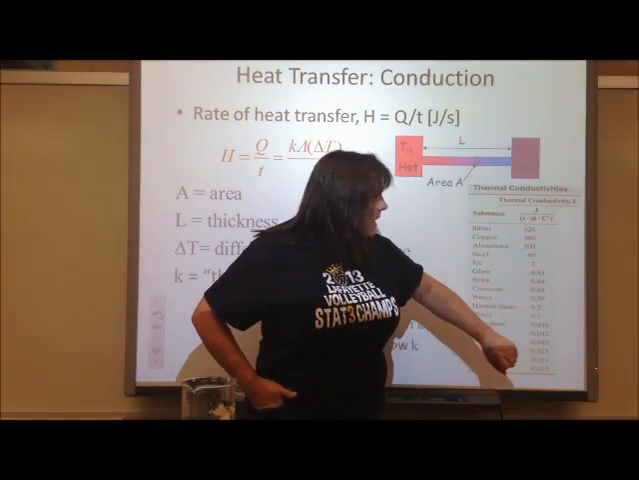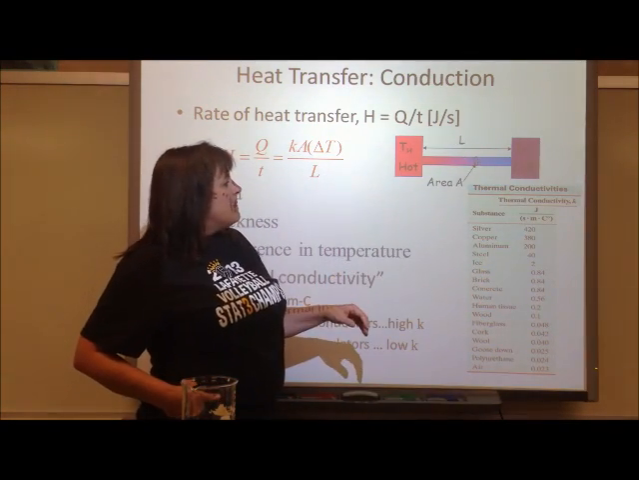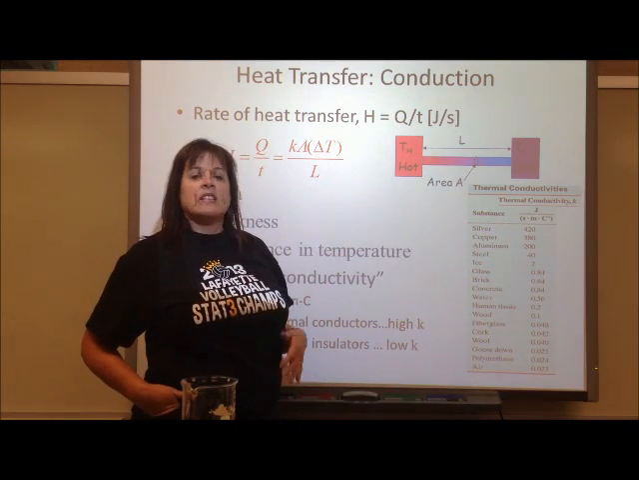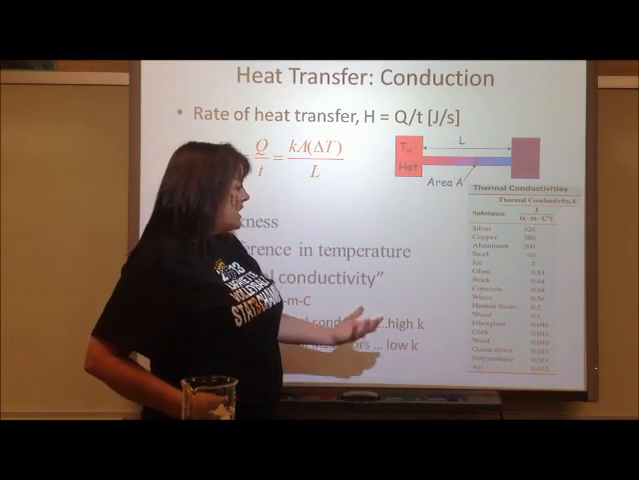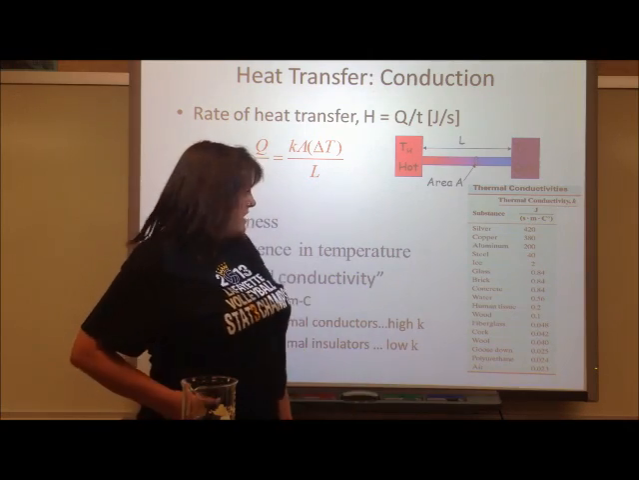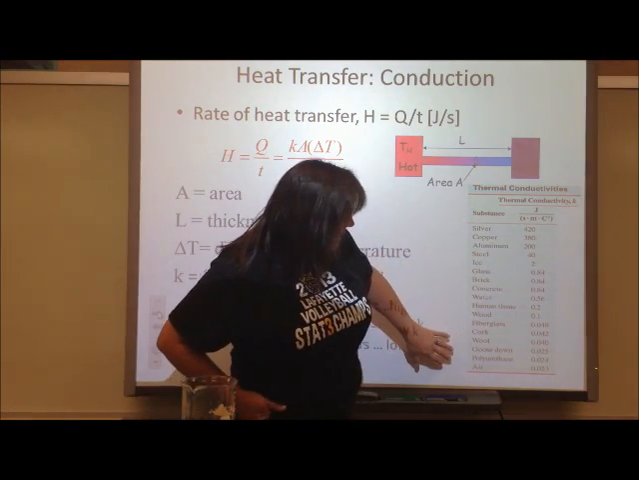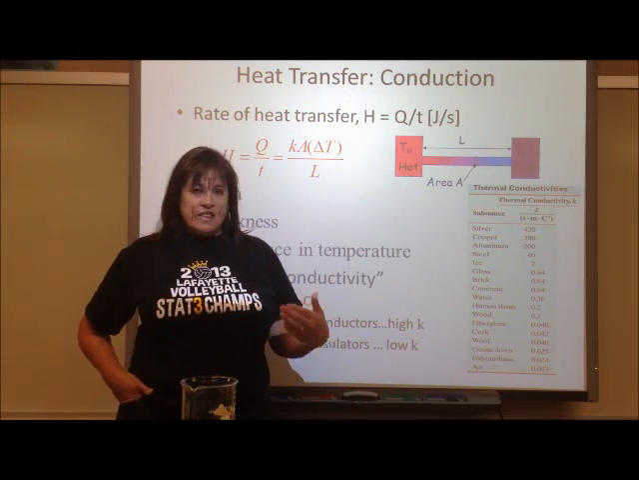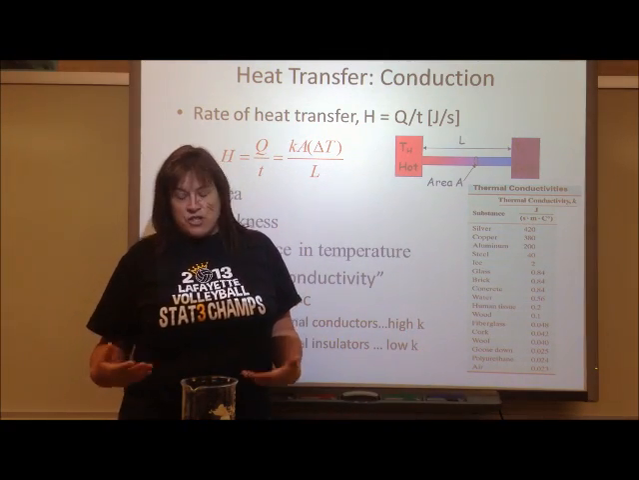Here is a table of thermal conductivities. Again, you can see that metals have very high thermal conductivities. They're very good conductors of heat. They're good conductors of electricity as well. Whereas one of the best insulators is air. Now that's not moving air, right? If there's wind, then you get air exchange.